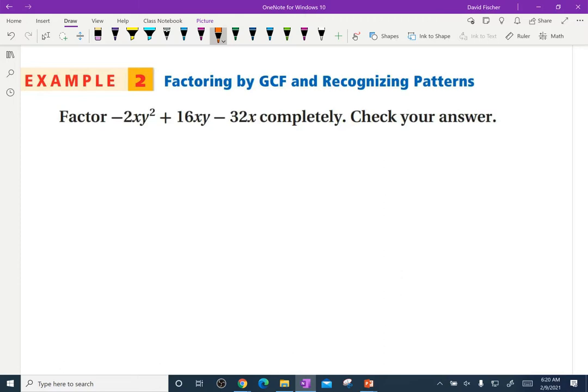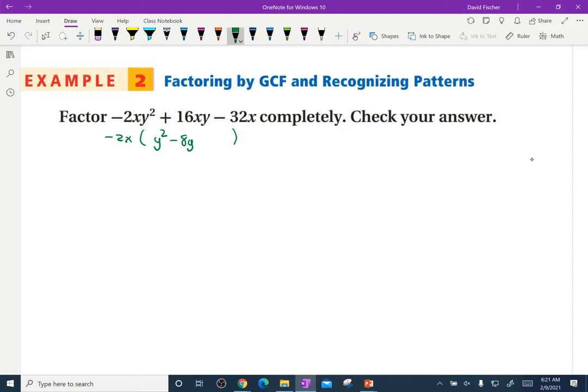I'm seeing that we for sure can pull out a 2. And since that first term is a negative, I want to factor out a negative 2. Can I factor any variables out? Yeah, I can factor out an x as well. So let's see what's left. Now this is where you really have to concentrate. I got a y squared. Then I have a minus 8y, because a negative times a negative is a positive.